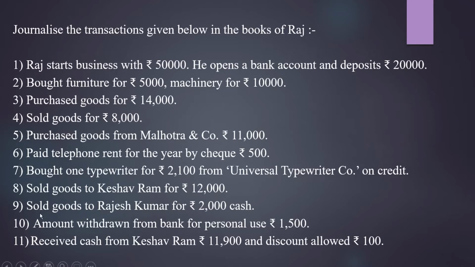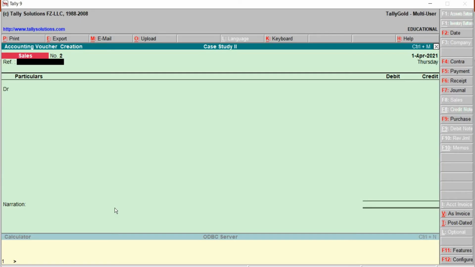The next transaction, sold goods to Rajesh Kumar for rupees 2,000. Cash is given. It's in the form of cash. For that sake, this can be recorded either in the receipt voucher or sales voucher. Okay, let's see this particular recording. Let's go back to receipt voucher, and the function key is F6. Just click on this one.